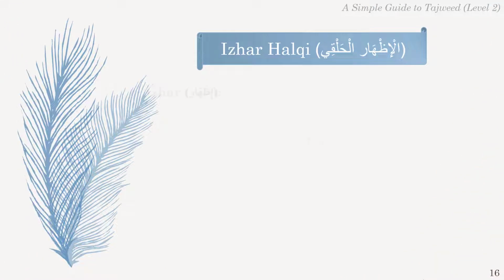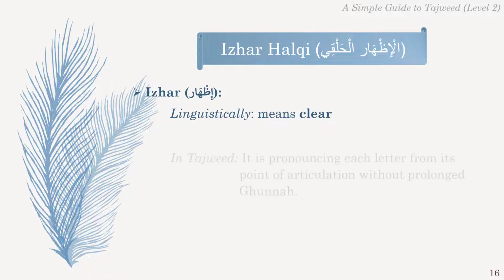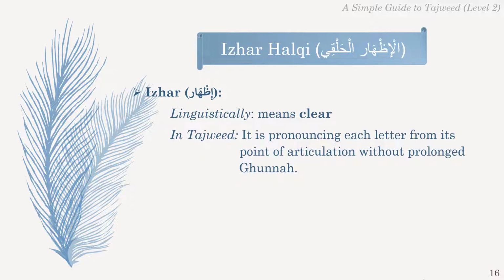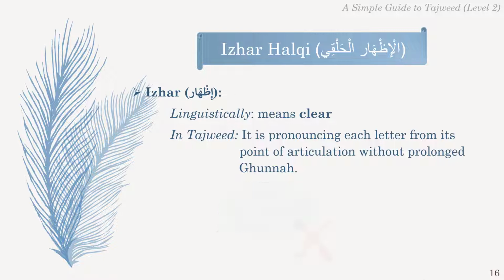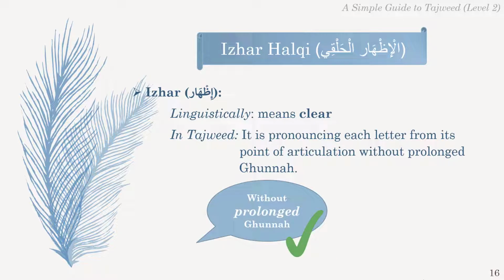Izhar Halqi. Izhar linguistically means clear. In Tajweed, it is pronouncing each letter from its point of articulation without prolonged Ghunnah. Is it correct to say without Ghunnah? No, we cannot pronounce letter Noon without Ghunnah, as it is part of the letter. That is why we say without prolonged Ghunnah.